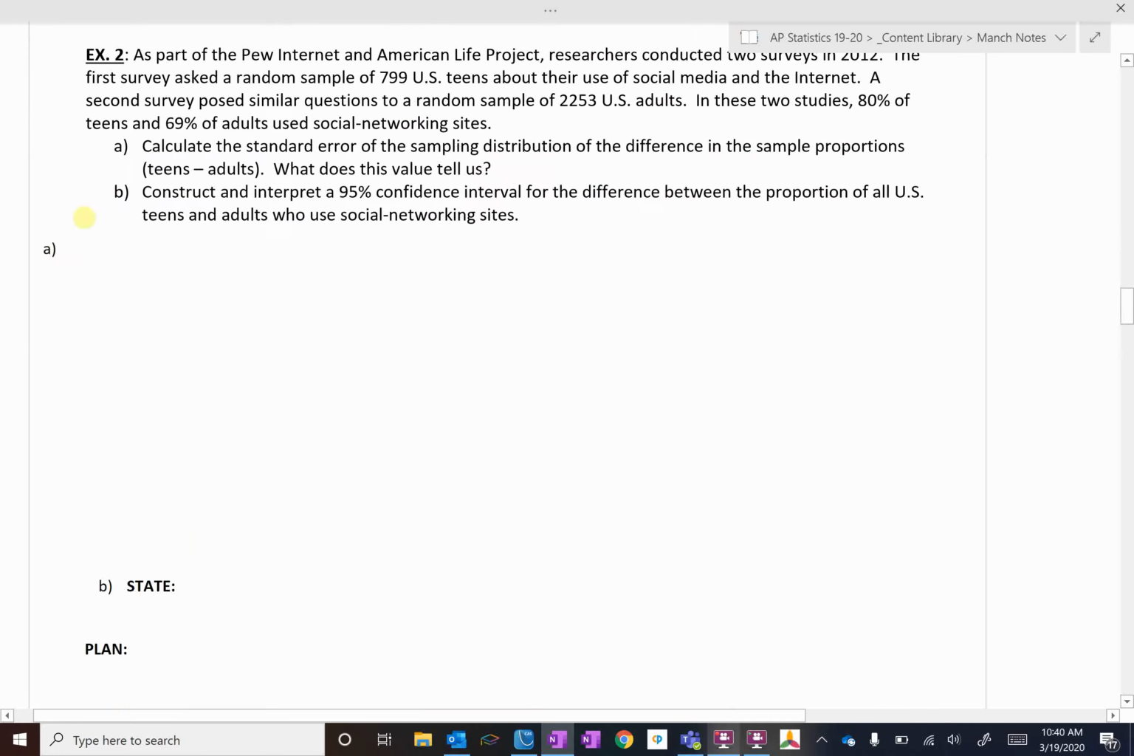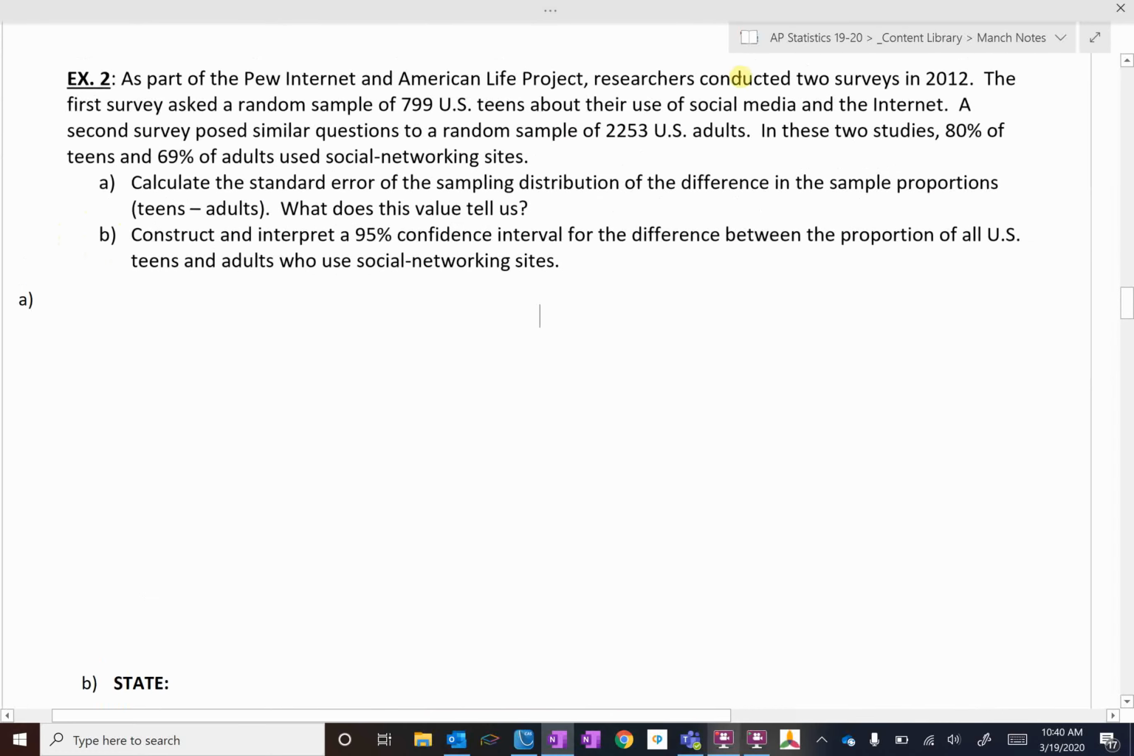So starting right here, as part of the Pew Internet and American Life project, researchers conducted 2 surveys in 2012. The first survey asked a random sample of 799 U.S. teens about their use of social media and the internet. A second survey posed a similar question to a random sample of 2,252 U.S. adults. In these 2 studies, 80% of teens and 69% of adults use social networking sites.